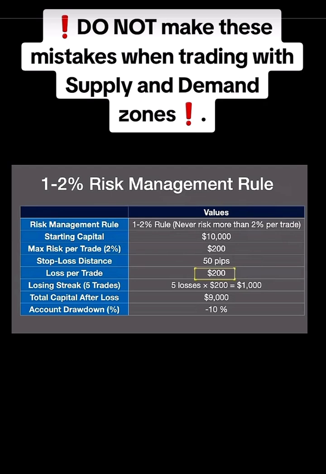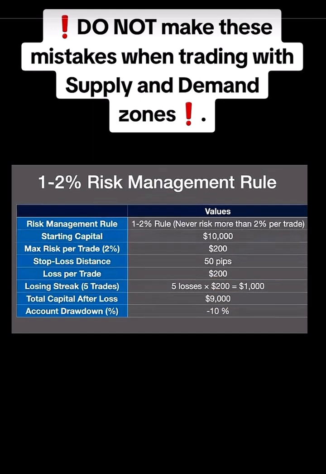Even if you go through a losing streak and lose 5 trades in a row, your total loss would be $1,000. That's 5 losses of $200 each, totaling 10% of your account. While this may seem discouraging, it is far better than losing a significant portion of your capital. This strategy allows you to stay in the game longer, giving you more opportunities to find profitable trades over time.